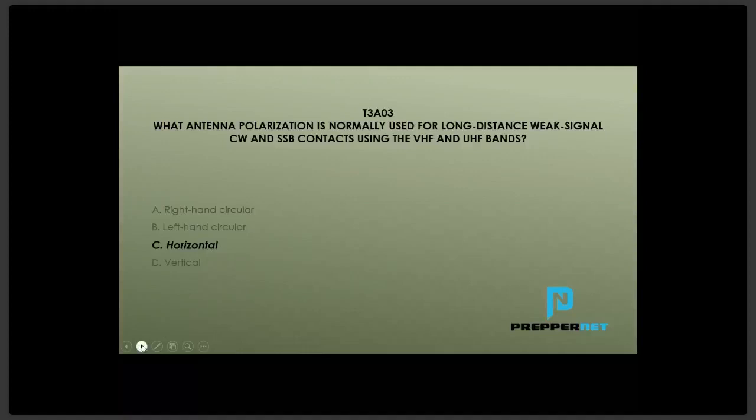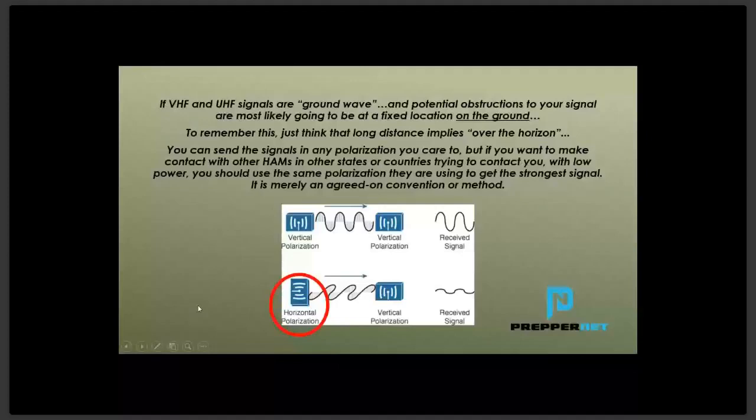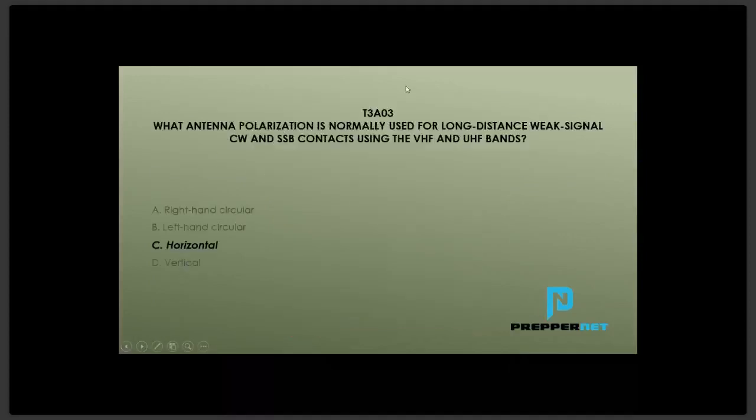So if UHF and VHF signals are ground wave, potential obstructions to your signal are most likely going to be a fixed location on the ground: a tree, a building, a mountain. Just remember that long distance implies over the horizon. Okay, so with this question, long distance is in the question. And just remember, usually when you're dealing with long distance and you look off at a distance, the horizon is your obstruction. So just think horizontal, okay?